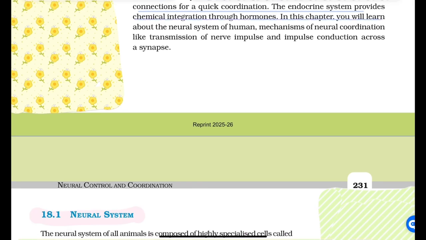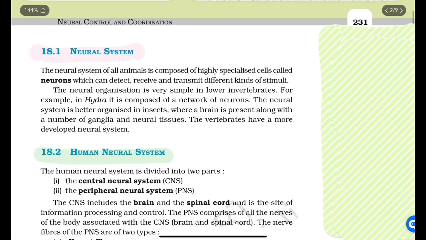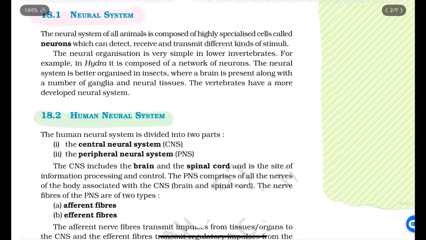In this chapter, you will learn about the neural system of human, mechanism of neural coordination, like transmission of nerve impulse and impulse conduction across a synapse. Neural system. The neural system of all animals is composed of highly specialized cells called neurons, which can detect, receive, and transmit different kinds of stimuli.